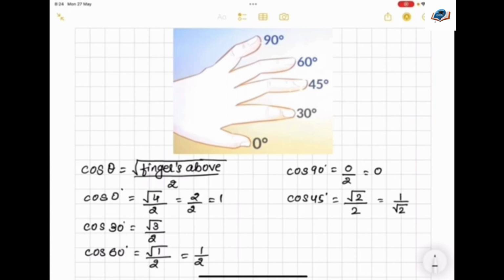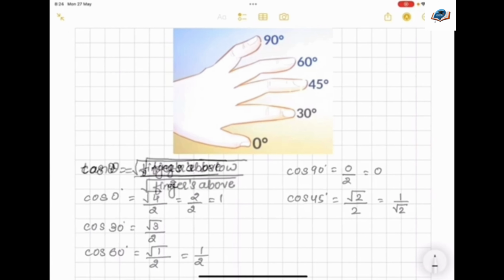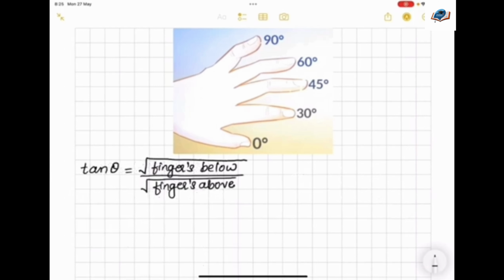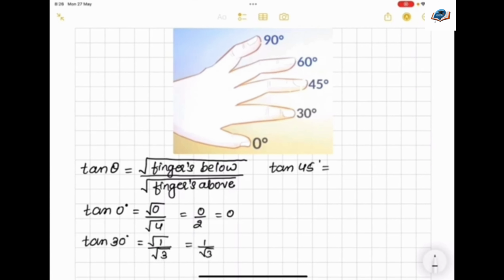Now for tan theta, it is square root of fingers below upon square root of fingers above, so sine upon cos I am doing. So tan 0 will be how many fingers below? 0. So root 0 upon fingers above, 4 fingers, so root 4. So 0 by 2, that is 0. Now tan 30 will be root 1 upon root 3, so 1 upon root 3.